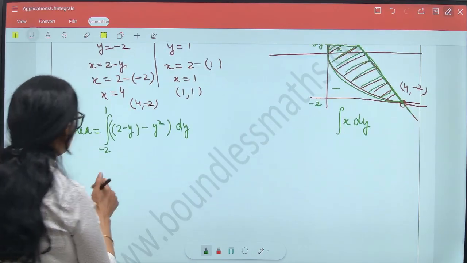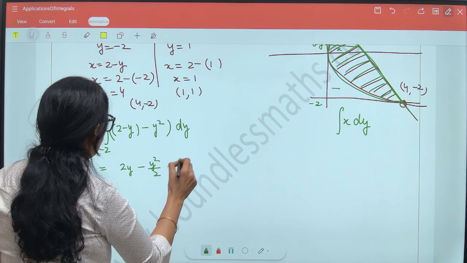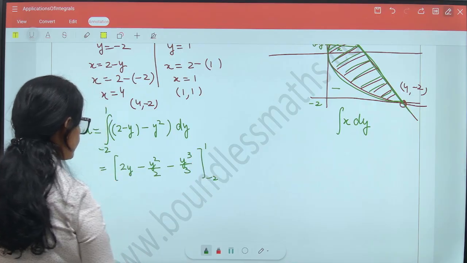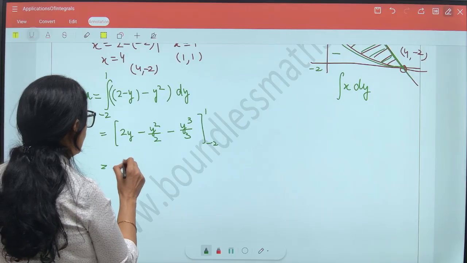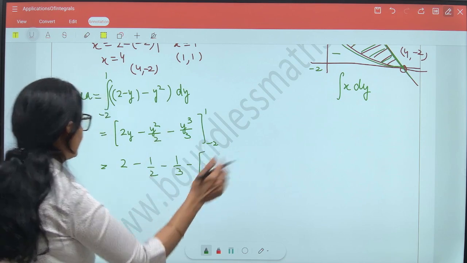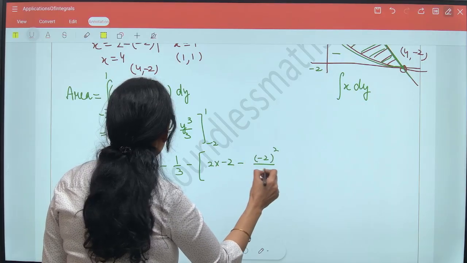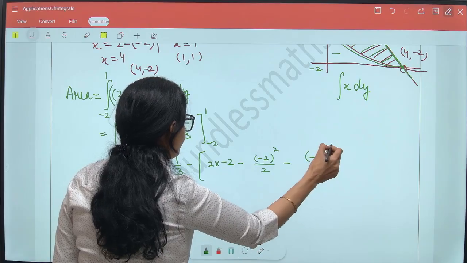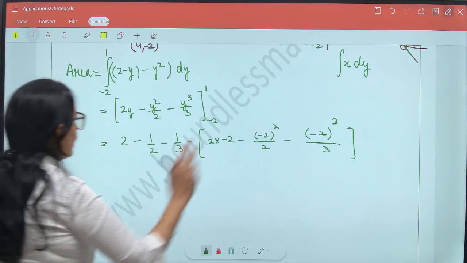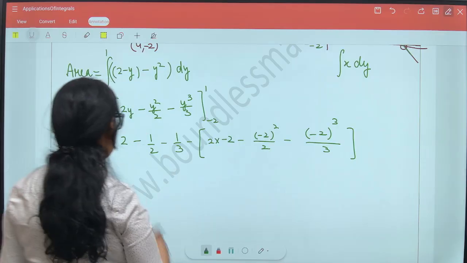So let's integrate this. This becomes 2y minus y square by 2 minus y cube by 3, and the limits are minus 2 to 1. So let's put the limits now. (2 minus 1 by 2 minus 1 by 3) minus, take care of the negative limits, (2 into minus 2 minus square of minus 2 upon 2 minus cube of minus 2 upon 3). Again, cube of a negative number is negative, square of a negative number is positive.